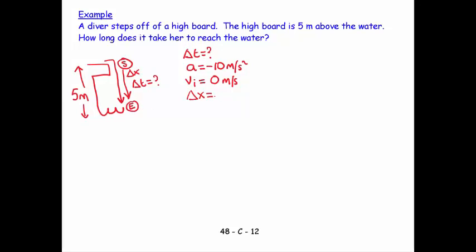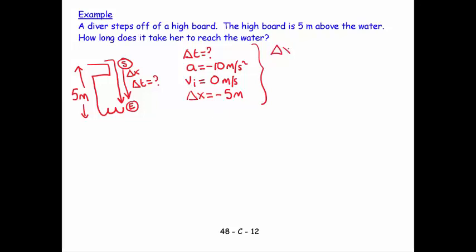So our displacement is not just 5 meters. 5 meters implies positive 5 meters. That's not true. We didn't go upwards. We went downwards. So our displacement is minus 5 meters. That's critical. If you just put 5 in, the implication is a positive value and your equations will be different. Thinking about equations, what equation is going to link these things?